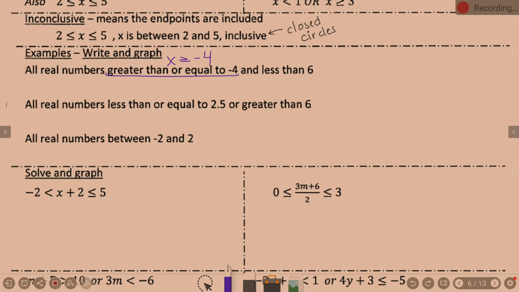Then it gives me the word and. We'll talk about and in a moment. Less than 6. How do we write numbers less than 6? Think about our inequality signs. Less than 6, what's a less than symbol? X is less than 6. Don't transfer over to subtraction. I know, easy to do, but just X is less than 6. So right there, that's what we're looking at.